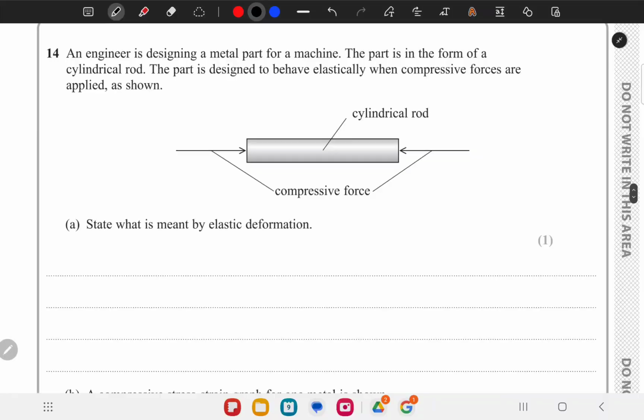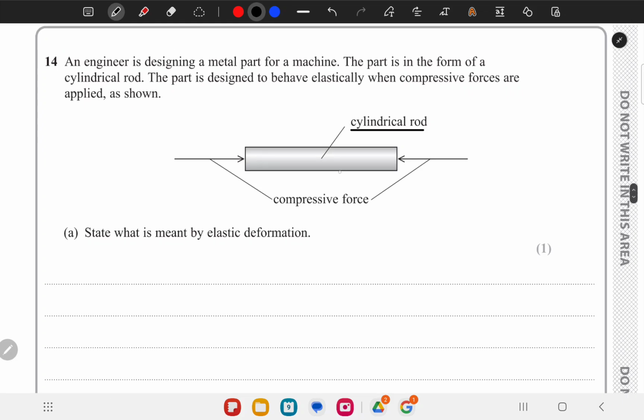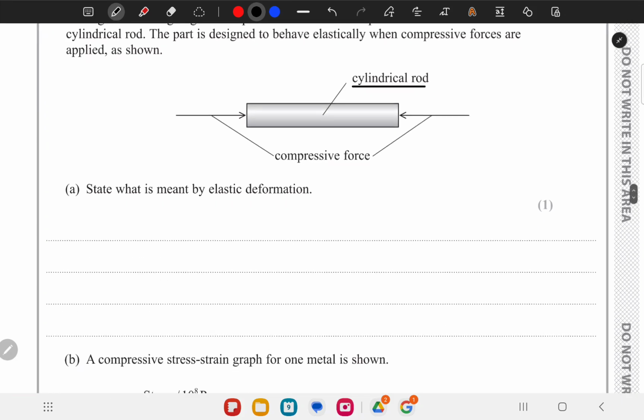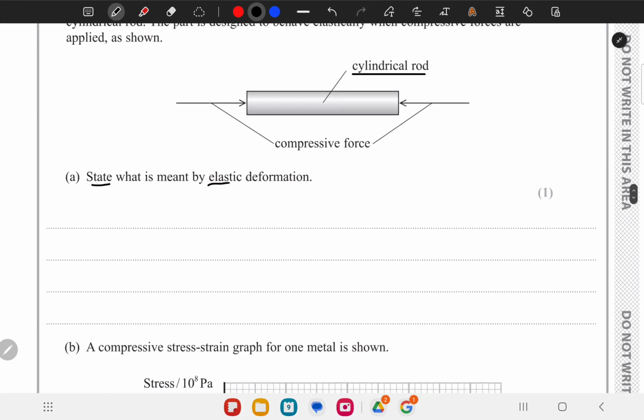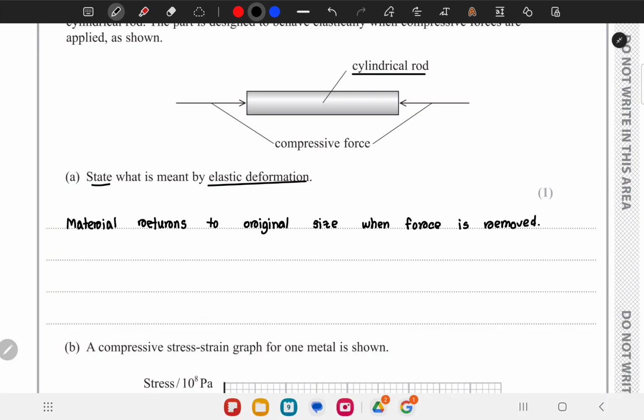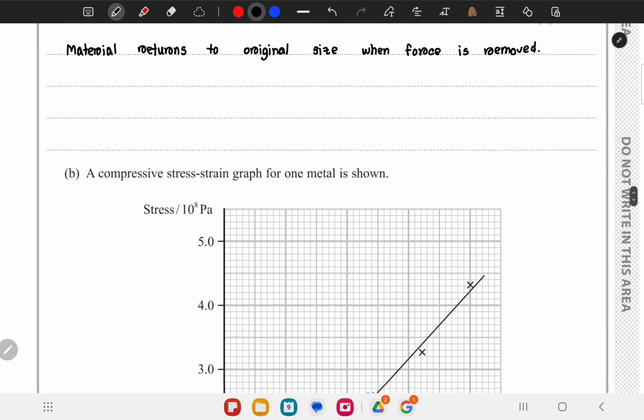Now for question 14, we are told about a metal cylindrical rod where we are applying compressive force. In part A, we have to state the definition of elastic deformation. We have to remember elastic means that the object returns to its original shape. Plastic means, so when it's plastic deformation, it doesn't return to its original size, and when it's elastic, it does return to its original size and shape. So this is how we define elastic deformation.